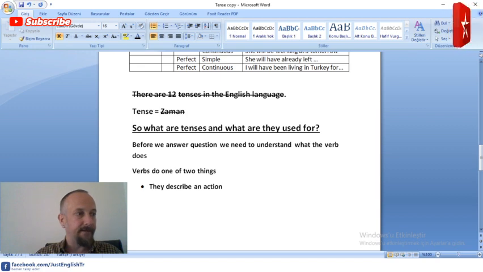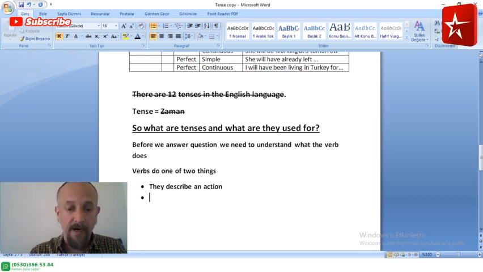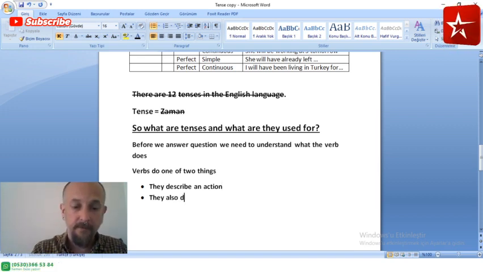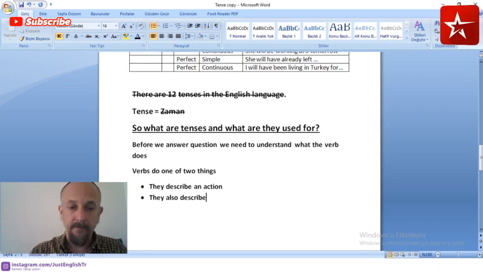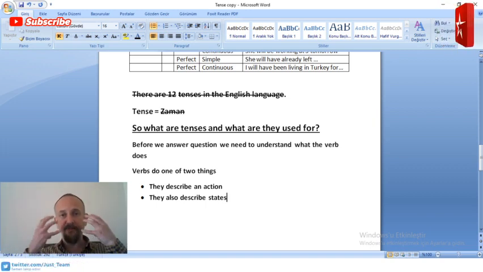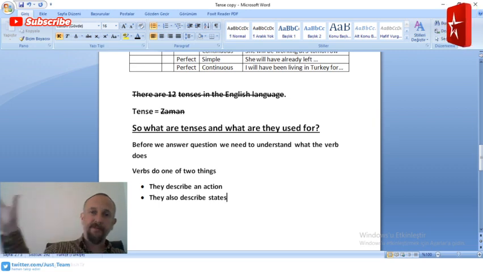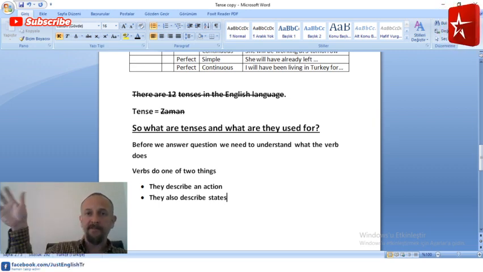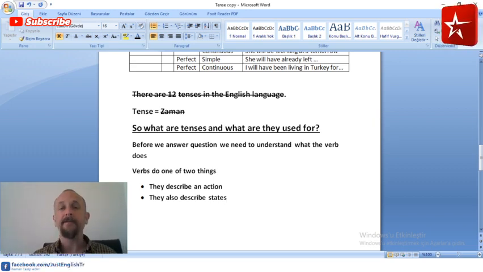And that's basically where we're going to start today. We're going to be starting by looking at these actions and how these actions can help us decide what tense we need to use. They also describe states. Actions are something we can observe, we can see. If I do this, it's an action, it's something you can see. If I nod my head, again, it's an action you can see.